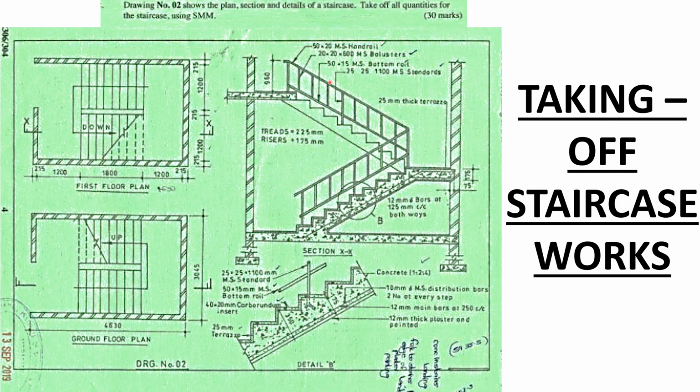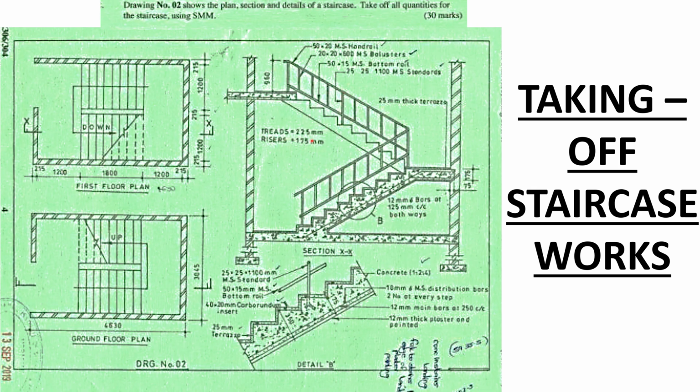I hope you can see that. So if we have to count the standards, this is the standard here. 1, we have standard 2, standard 3, standard 4, standard 5. You see? So these ones that do not go to the concrete are called balusters. Then we have the MS standard. You can see it's going up to the floor.